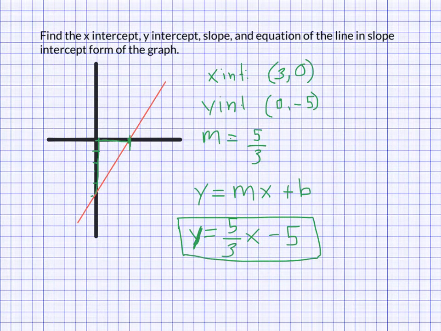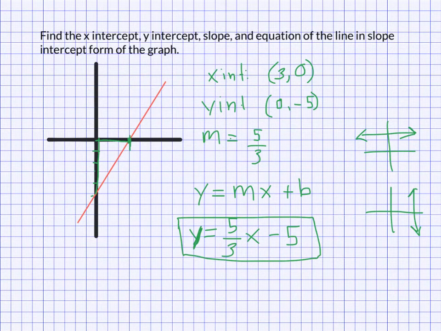Now these are very basic lines. Almost every single equation is going to have that x-intercept, the y-intercept, and a slope. The only time that will change is if you do have like a horizontal line. In that case, our slope would be 0 and it wouldn't have an x-intercept. We can also have a line that's a vertical line. These are very special cases, and we'll take a look at those in another video.